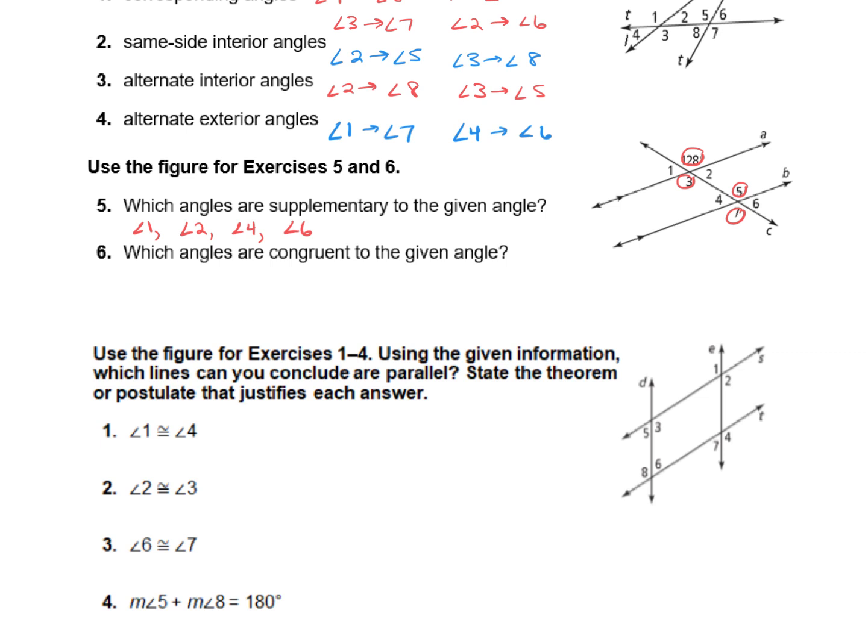Which angles are congruent to the given angle? Those are going to be anything we circled. We circled all the congruent angles. So angle 3, angle 5, and angle 7.